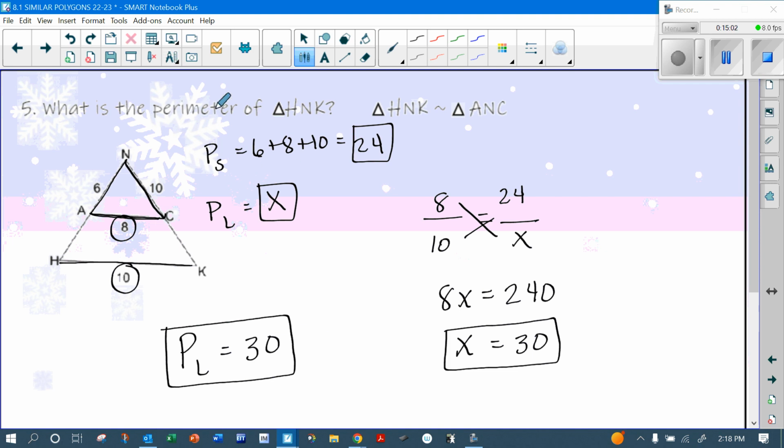Their perimeters are also similar. If their sides are similar, their perimeters will also be similar. You could have found these two sides if you wanted to do two proportions, or just set up your proportion of sides to perimeters. So you got your sides to perimeters.